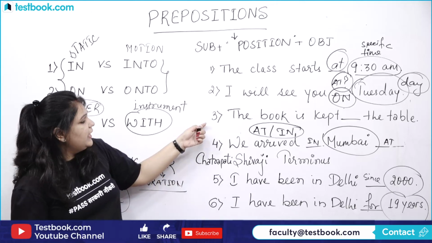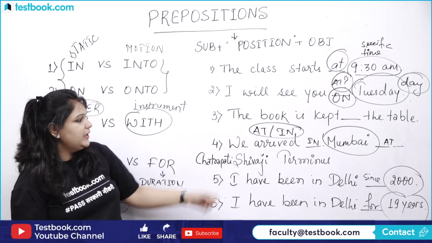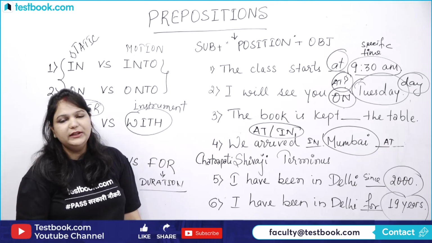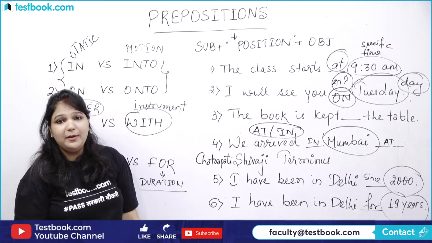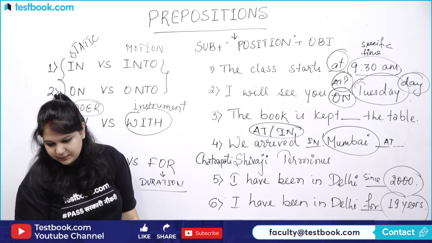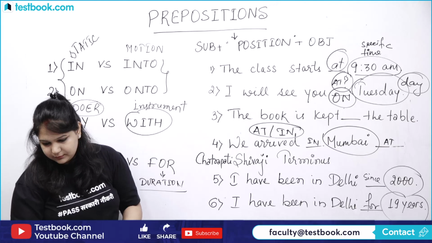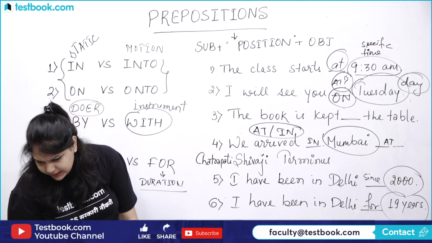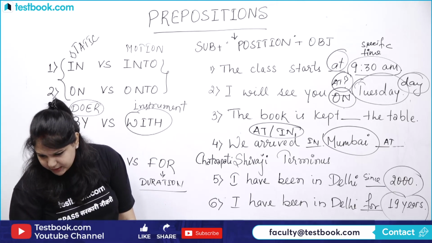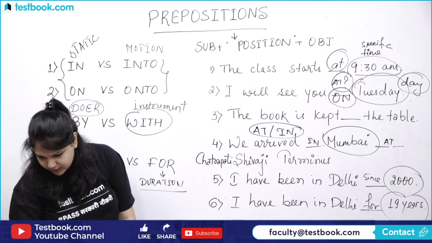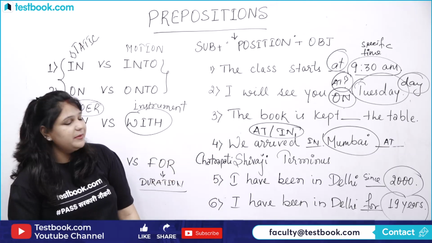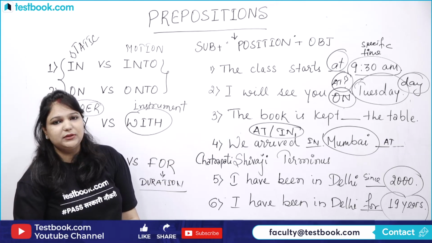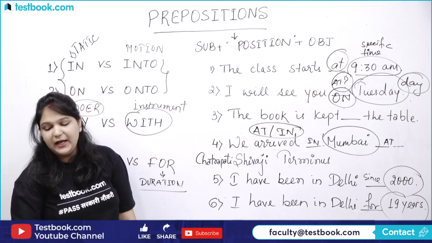Okay. So in example number 3, the book is kept on the table, at the table, in the table. Yes, Ashu, what was the question? You say, okay, can you please answer? Okay. So go for example number 3, everybody. The book is kept on the table, at the table.